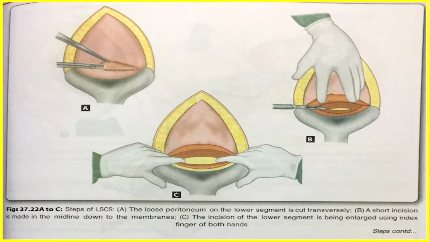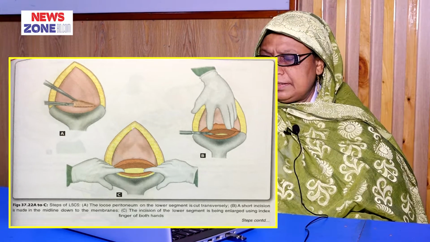Low transverse incision: a small transverse incision is made in the midline by a scalpel at a level slightly below the peritoneal incision until the membranes of the gestational sac are exposed. Two index fingers are inserted and extension of the incision is done. This method minimizes the blood loss but requires experience.